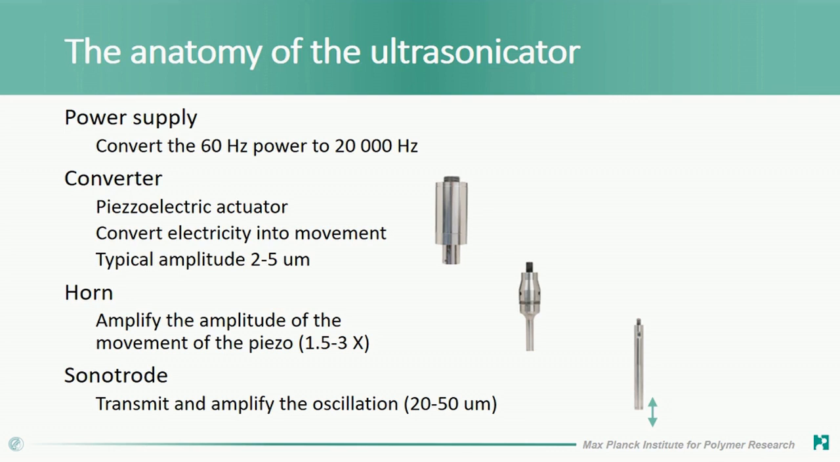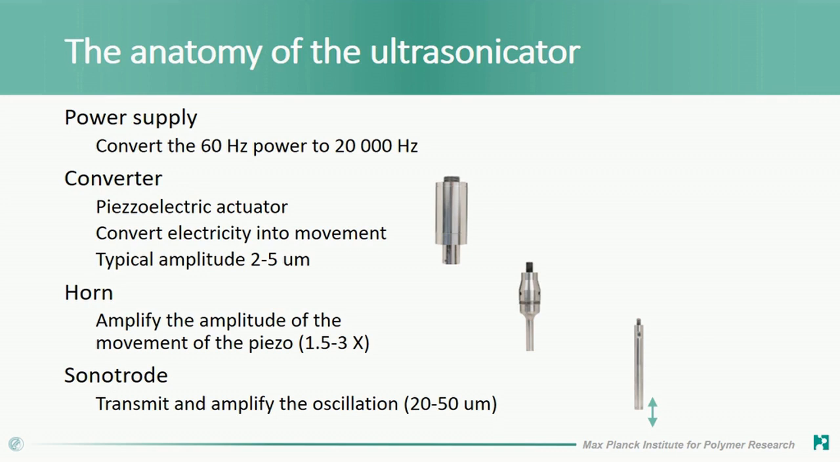And then we have the tips, or the sonotrode, that will finally transmit and also amplify your oscillation to your sample. It's usually made of titanium, sometimes of aluminum. One thing is that it doesn't oscillate laterally. It oscillates up and down. And depending on the amplitude of the power of the frequency and the material and the mass, the size of the sonotrode, you could have oscillation that will vary between 20 micrometer to 50 micrometer.